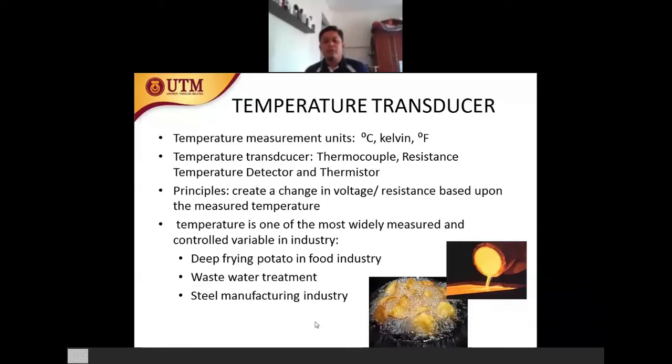And also in the steel manufacturing industry, where the temperature must be hot enough to melt the metal, and it must be maintained before we put the molten steel into the cast to mold into a certain shape.